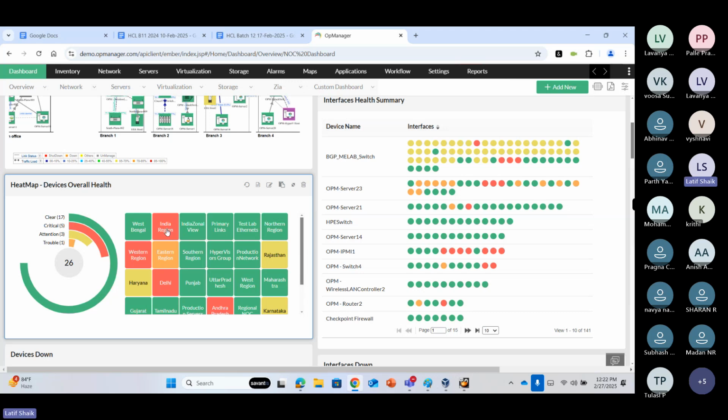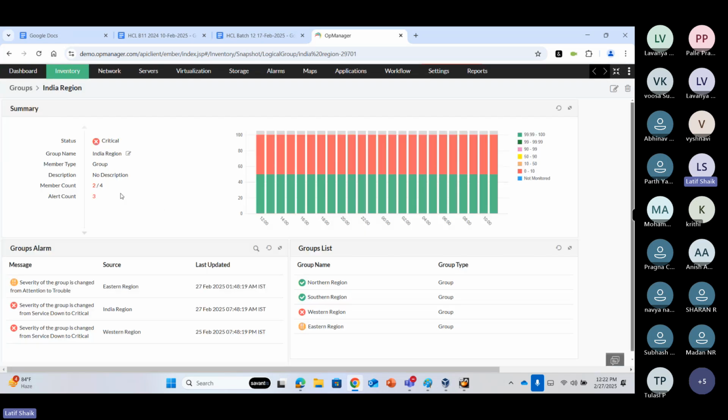If you click on red, that red represents something critical. So in this region there are some issues. What are the issues? See, the severity of this group is changed. Service down to critical in the Western region, and attention to trouble.